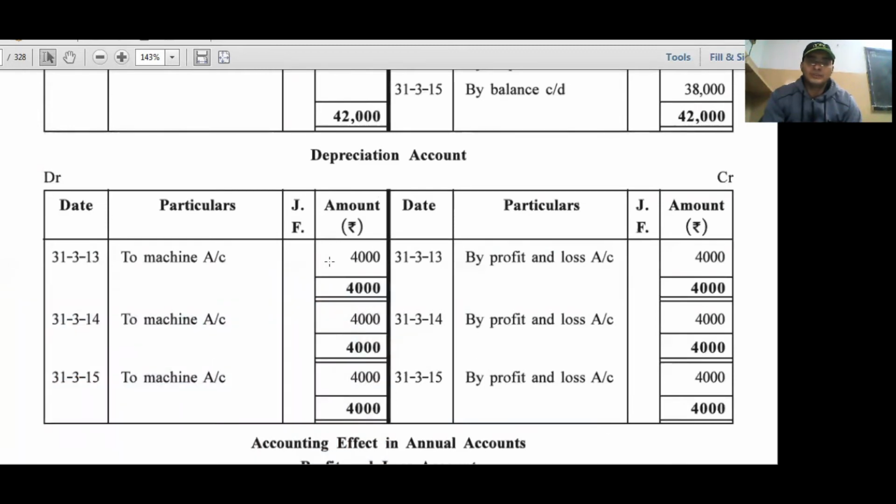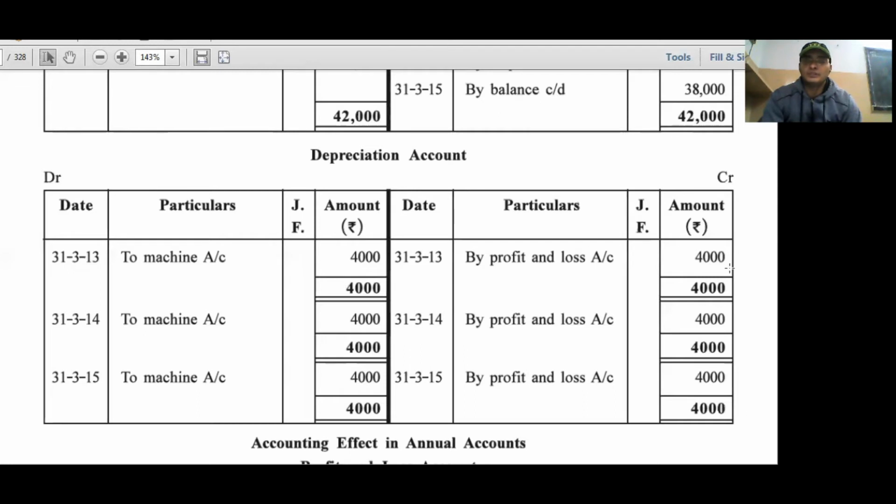Now, first year depreciation value 4,000, second year again 4,000, and third year again 4,000, because this is the straight line method where the depreciation amount remains constant throughout the time period. That's why every year the value is 4,000, 4,000, and 4,000.